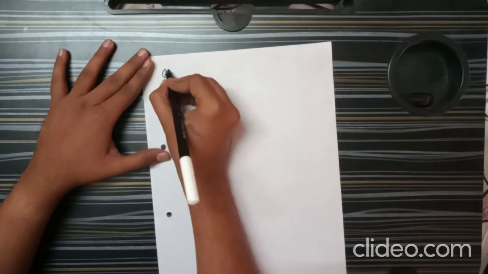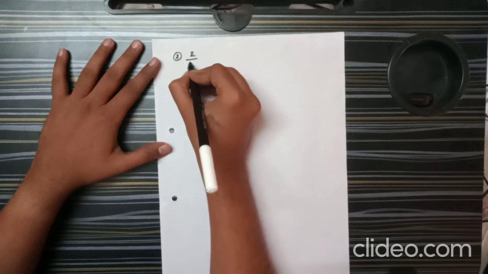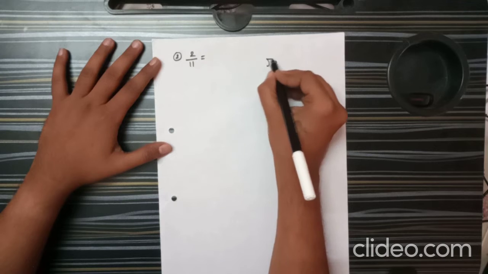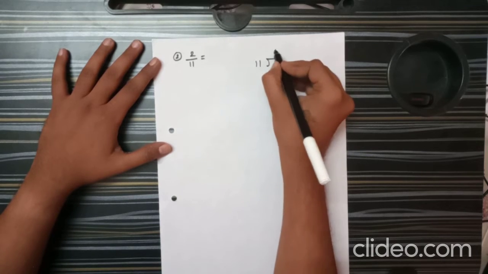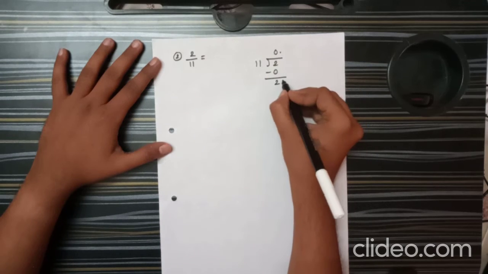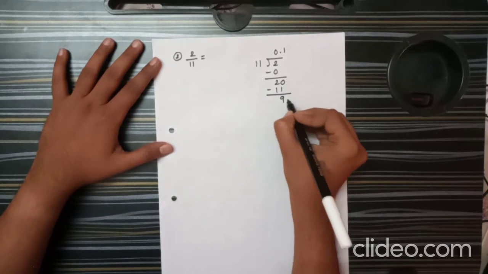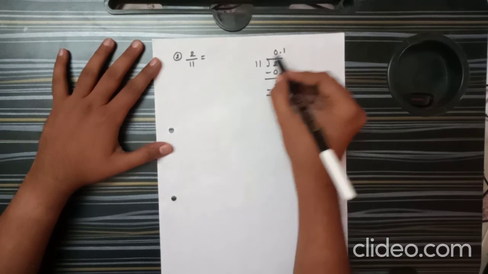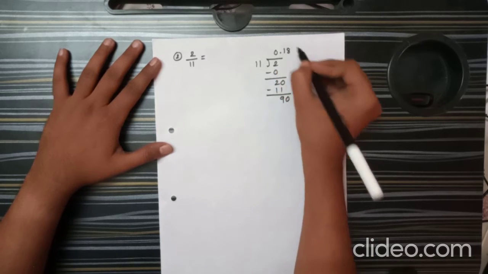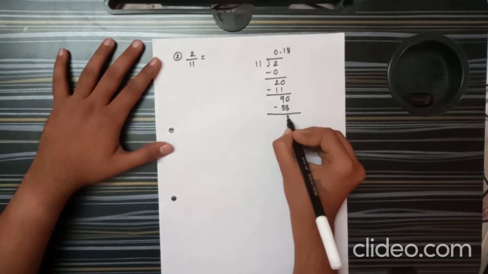The second example we are going to solve for non-terminating decimal form is 2 upon 11. This example we are going to solve now. 0, a decimal point, 1 0. 11 ones are 11. Remainder is 9. We have taken a 0. 11 8s are 88. We can subtract 88 from 90. And 90 minus 88, the answer is 2.